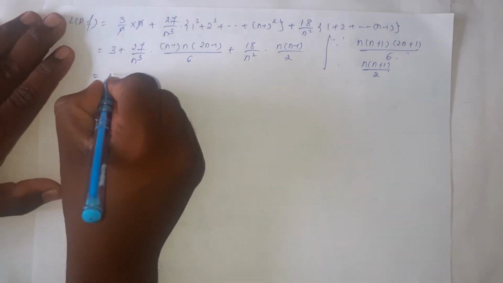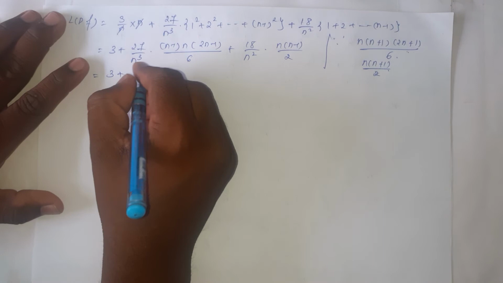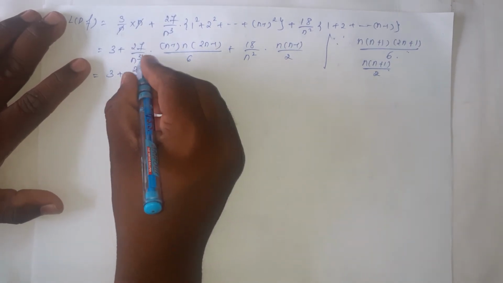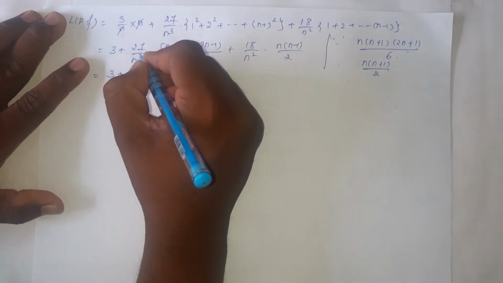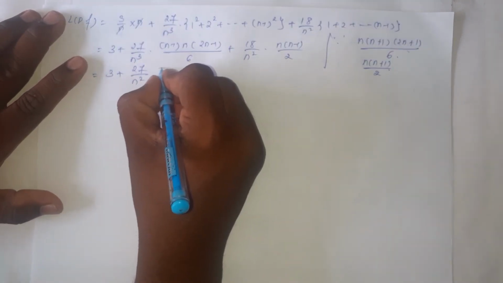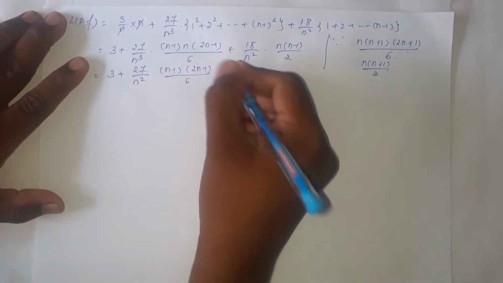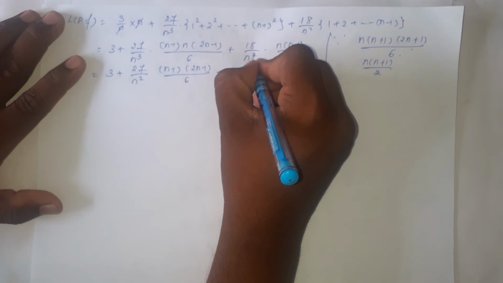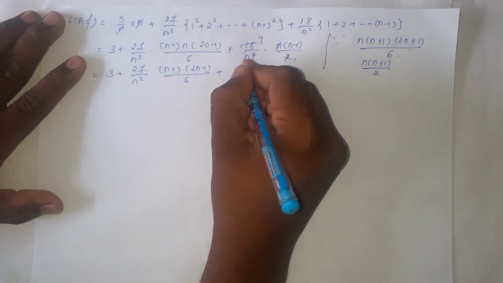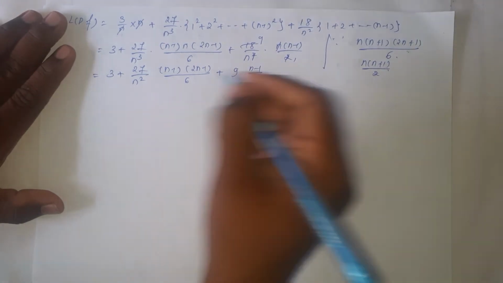Now, it is equal to 3 plus, so here it is 27 divided by n cube. So, n and n will get cancelled, remaining n square, and here n minus 1 into 2n minus 1 divided by 6, plus here also n and n get cancelled, 2 ones are 2, 9 ones are 9, then it becomes 9 into n minus 1 by n.